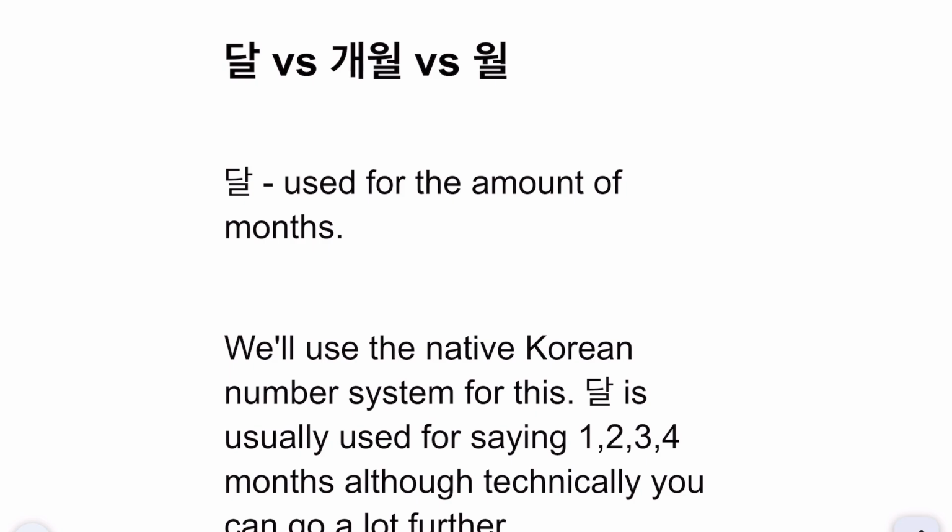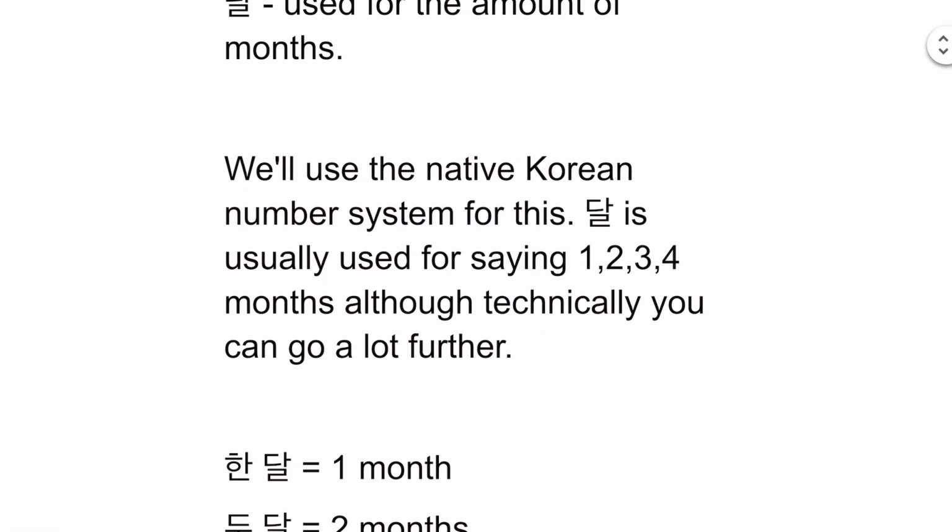We're going to start with 달, which honestly is my favorite word for month. I don't know, it just sounds nice. And when I hear the word 달, I literally picture a moon in my head, because 달 also means moon, if you didn't know. So 달 is used for an amount of months. 1 month, 2 months, 3 months, that sort of thing. With these, we're going to use the native Korean number system. So that's 하나, 둘, 셋, 넷, 다섯, so on, so forth.